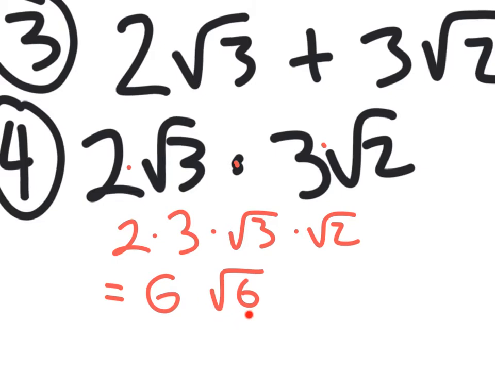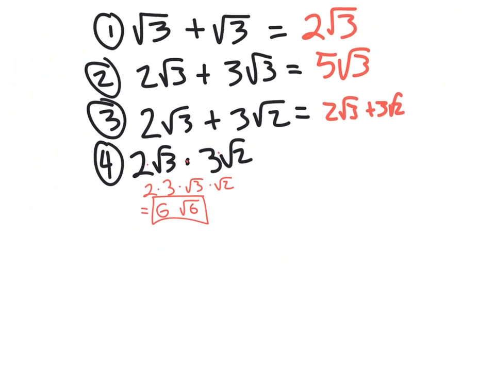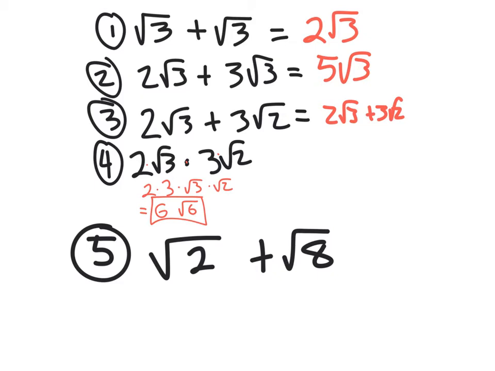Now, of course, you're supposed to try and simplify the square root of 6, but the square root of 6 can't be broken down, right? I mean, you can break it down to 2 times 3, but as you can tell, you can't really do anything with that. So that's your final simplified answer, 6 square root of 6. Okay, let's keep going with some of the basics here. How about that? The square root of 2 plus the square root of 8.